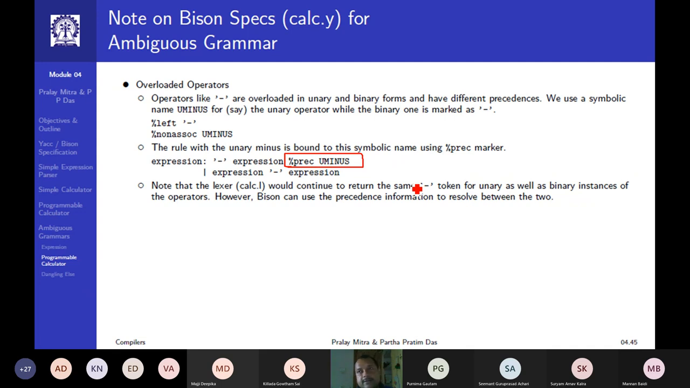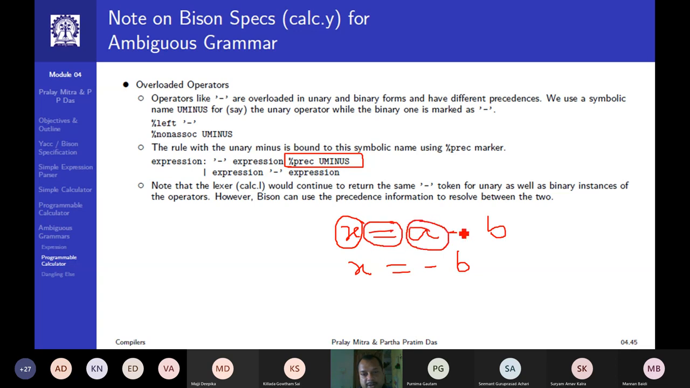The reason is that, look, whether I am writing say x equals a minus b, or I am writing say x equals minus b, the scanner will identify this as one token identifier, this is one token identifier, this is one token identifier, this is one token identifier. In this case, this is one, this is one, this is one, and this is one. Right?